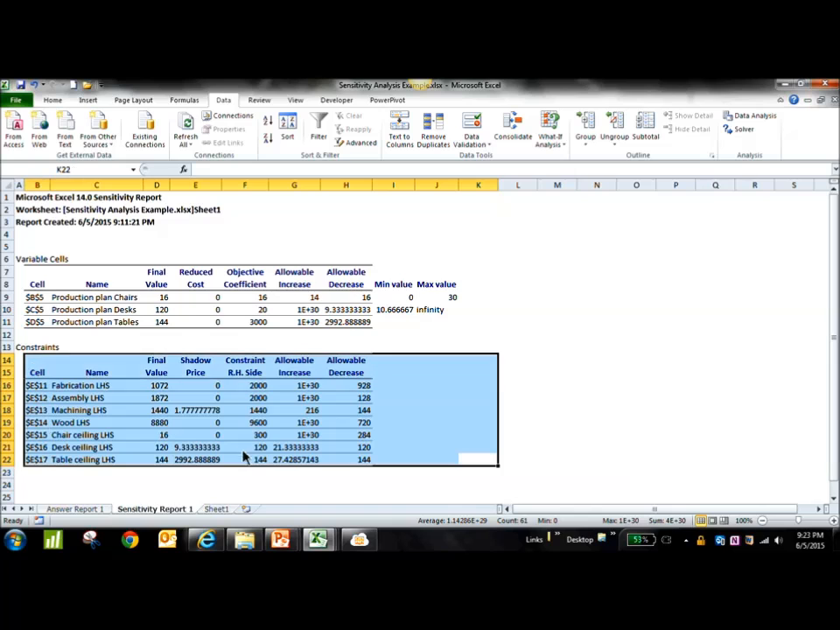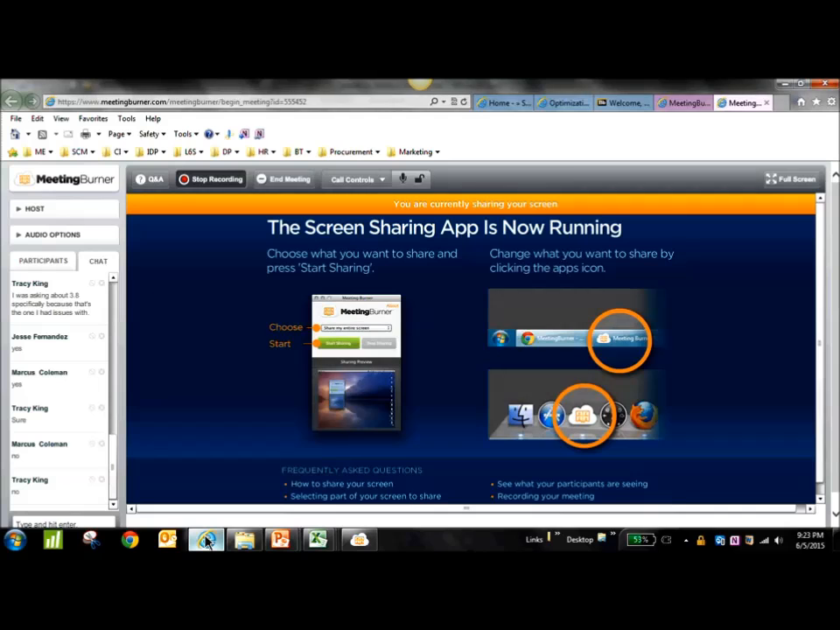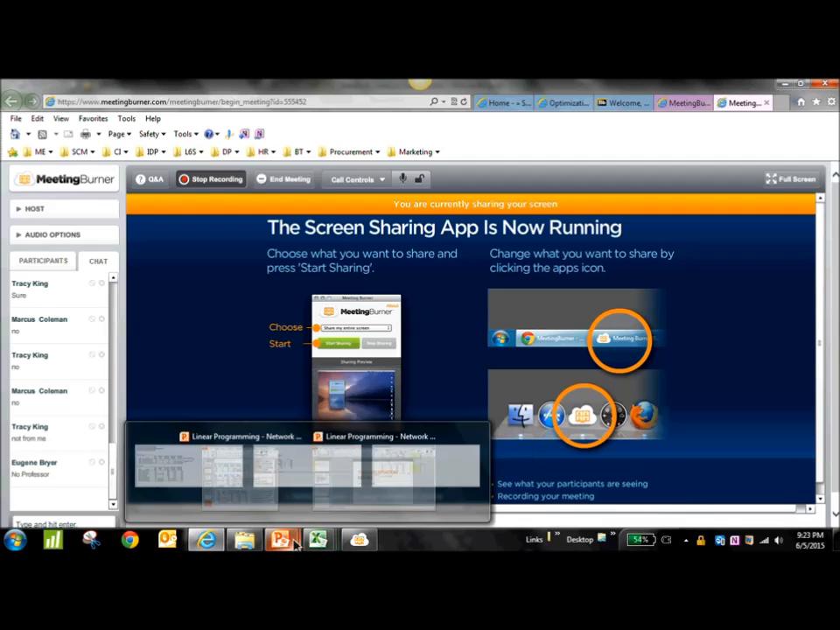Now we'll touch base on the second part. But before I do that, let me see if there are any questions. Are there any questions so far about the first section of the sensitivity analysis? If there are, I'll be looking back and forth to the chat room to see if any pop up. But we'll move on to the next part.